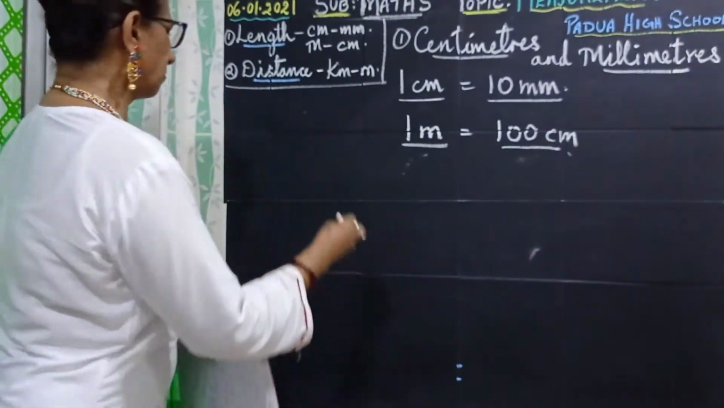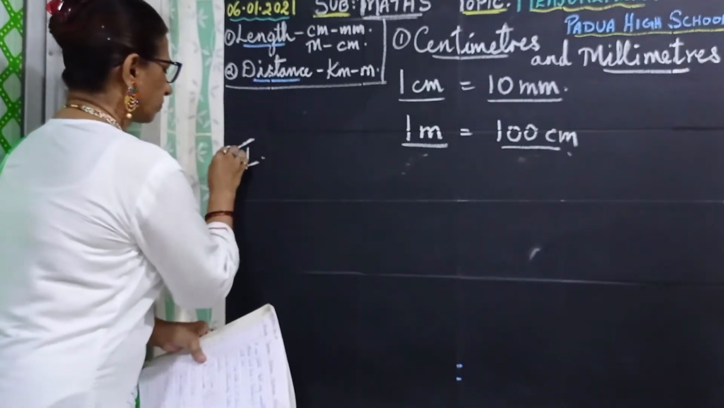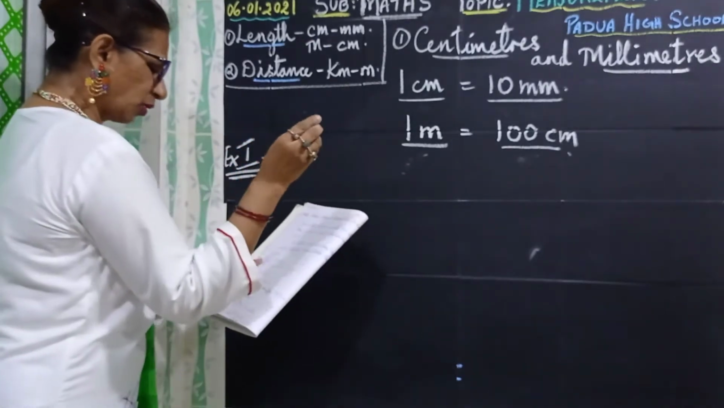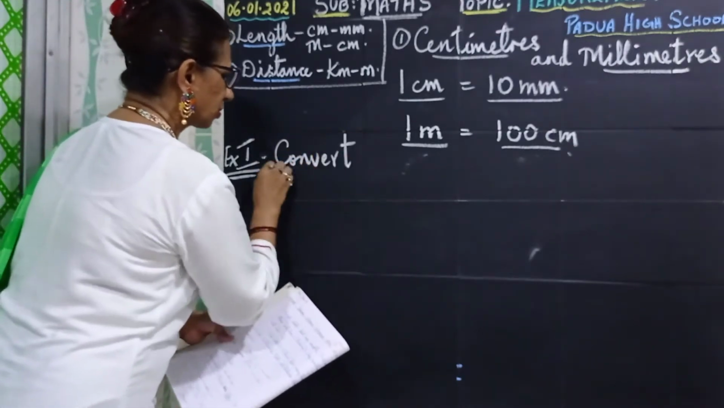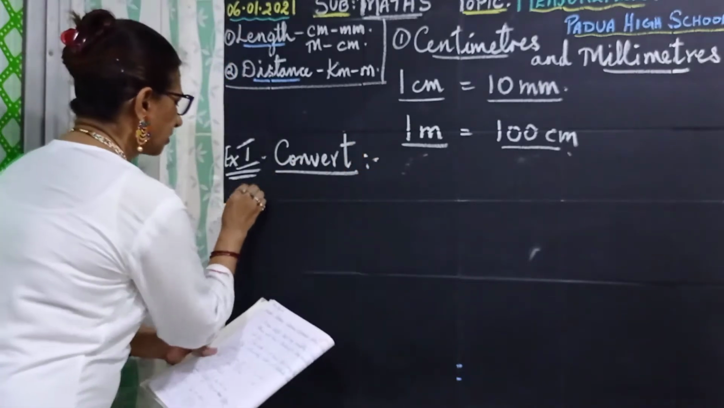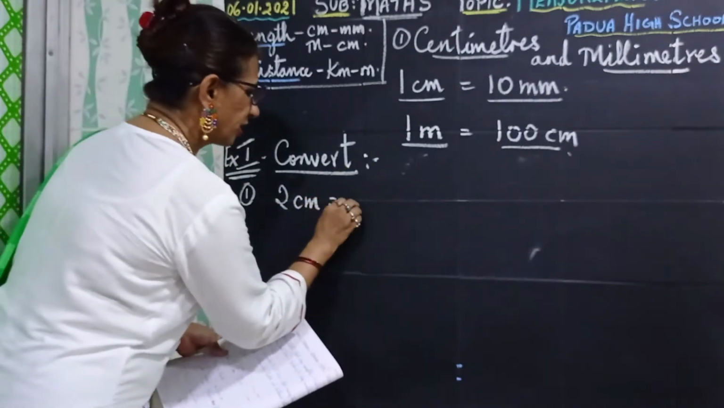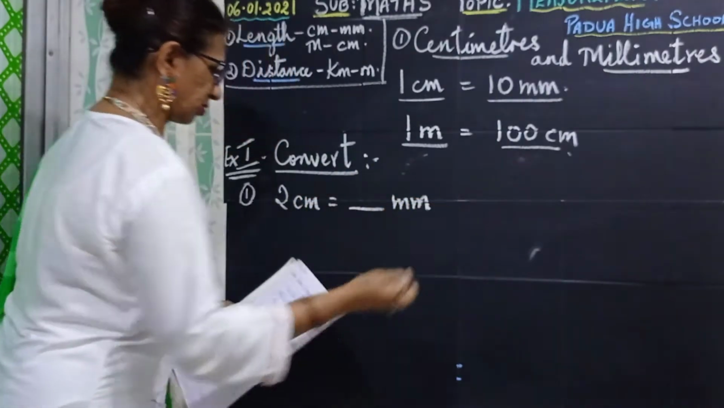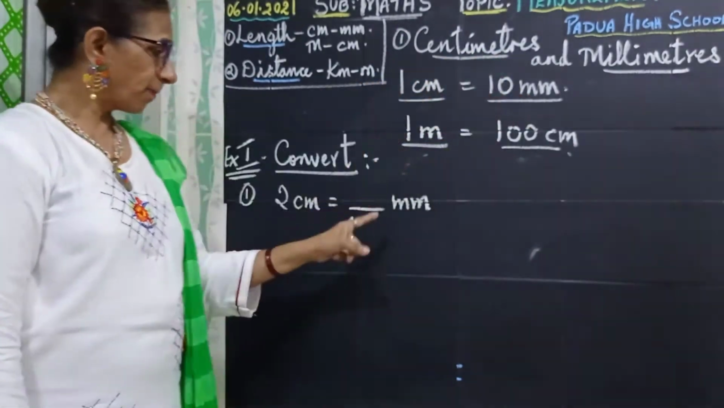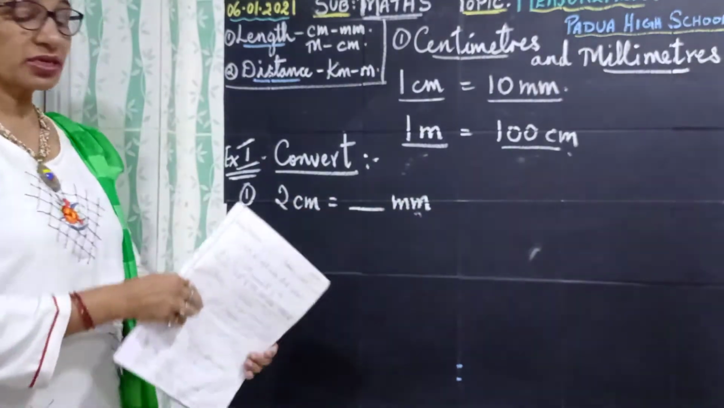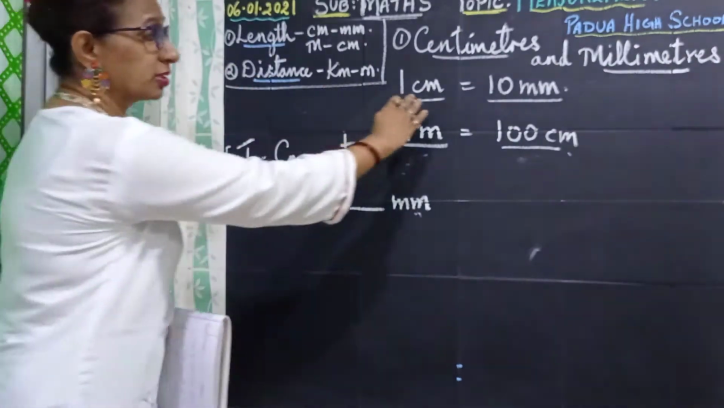Let me take the first sum. Suppose we take this as exercise 1. Suppose I tell you to convert. So I say 2 centimeters is equal to dash millimeters. 2 centimeters is equal to dash millimeters. How will you convert? Because if you remember this, it becomes easy.